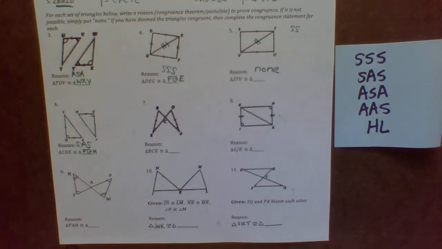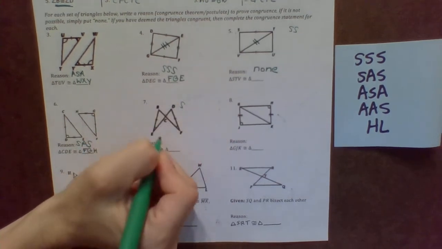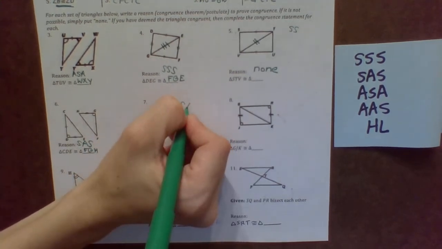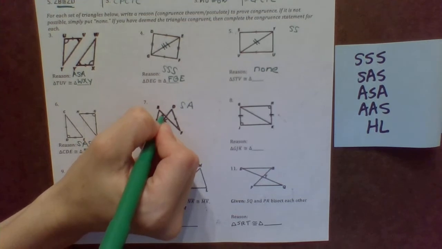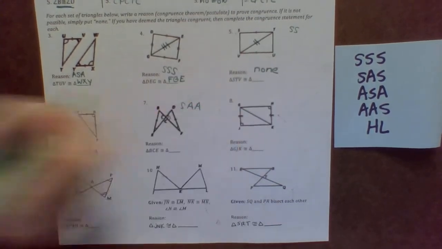Number 7. Already marked, I have a pair of congruent sides, these two. I have a pair of congruent angles, those. And I also know by vertical angles that this pair of angles in the middle is congruent as well.